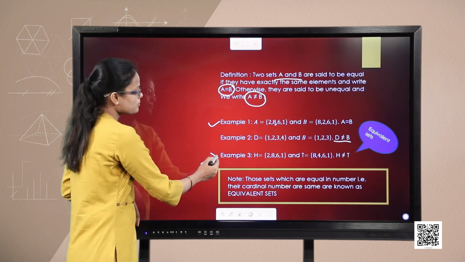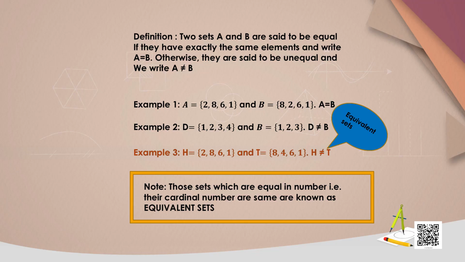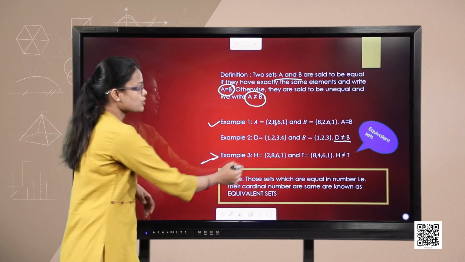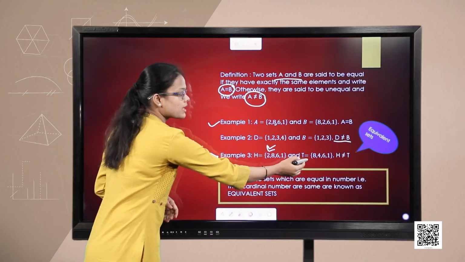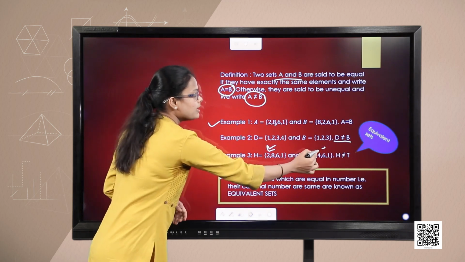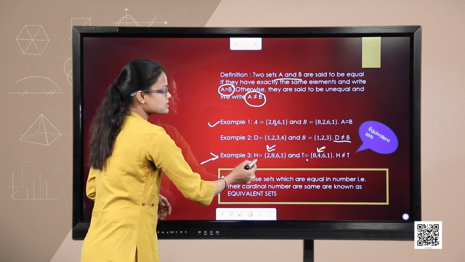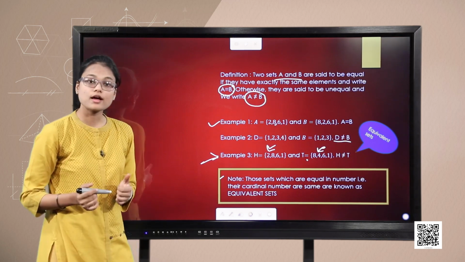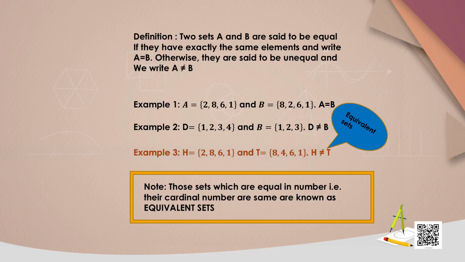Now, see the last example, example number 3. H is consisting of 4 elements 2, 8, 6, 1 and T is also consisting of 4 elements 8, 4, 6, 1, but they are not equal. Why? Because 2 is not there in T and element 4 is not present in H. So, they do not have the same elements. Example number 3 states they are not equal.